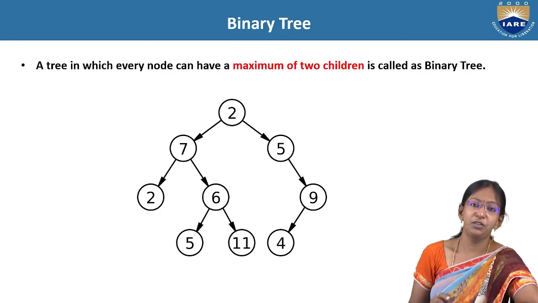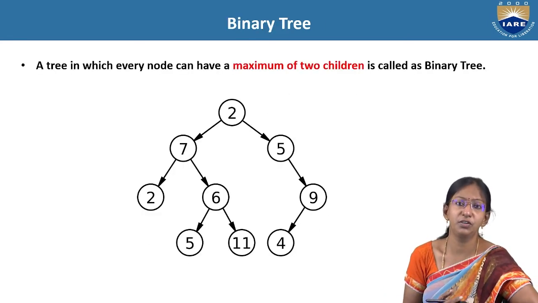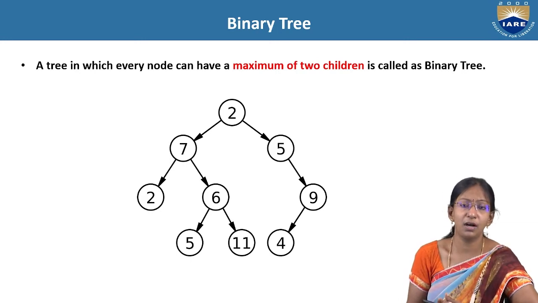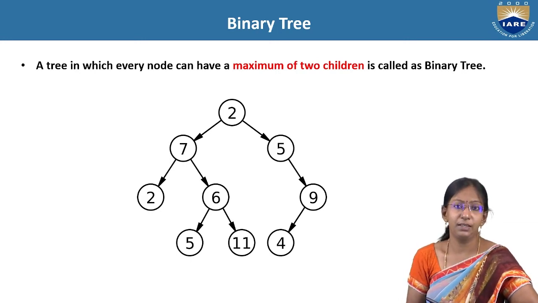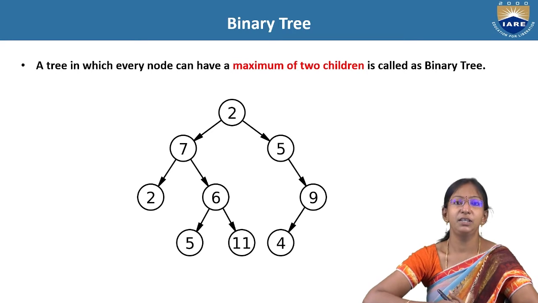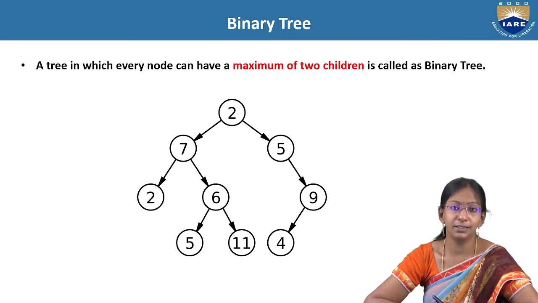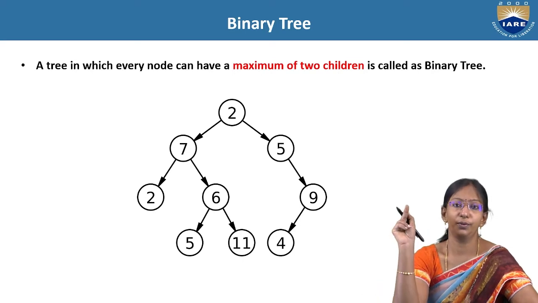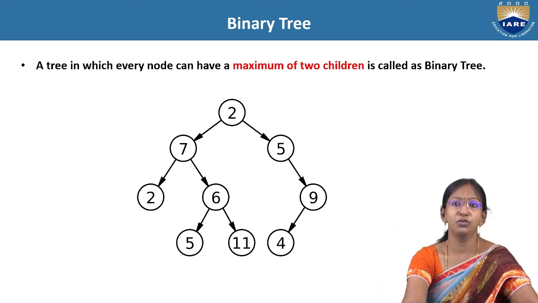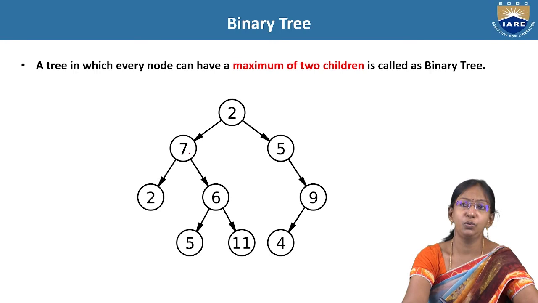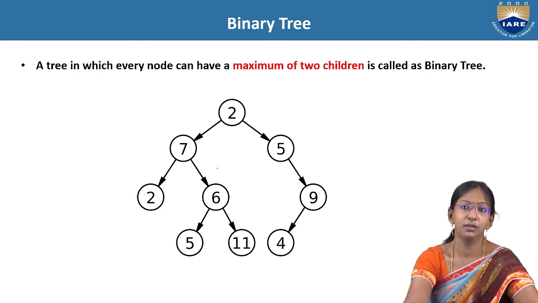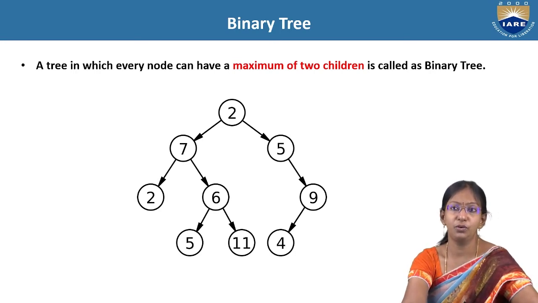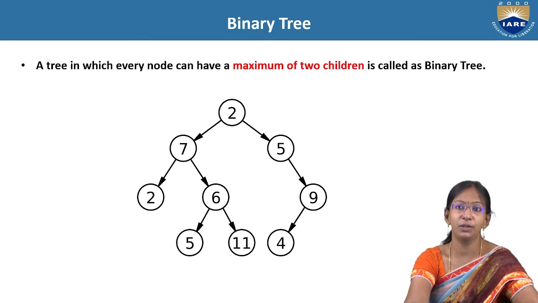Coming to a specific tree, which is part and parcel of our subject, the binary tree. A binary tree is a tree in which we put a constraint that it can have at most only 2 children. Have a look at this picture. 2 is having only 2 children, 7 and 5. 6 is having only 2 children. 9 is having only 1 child.